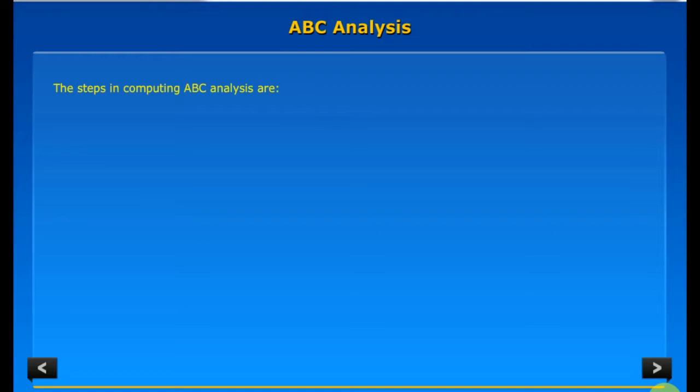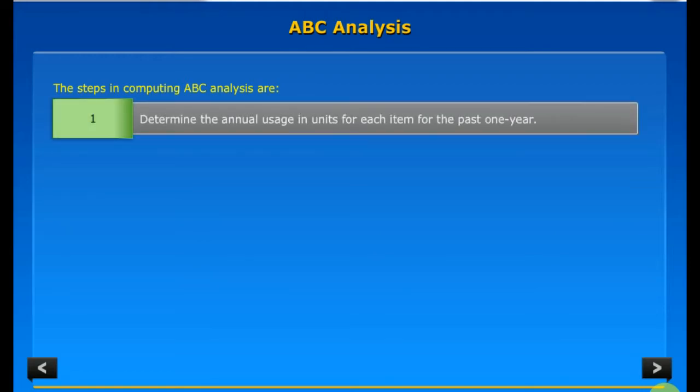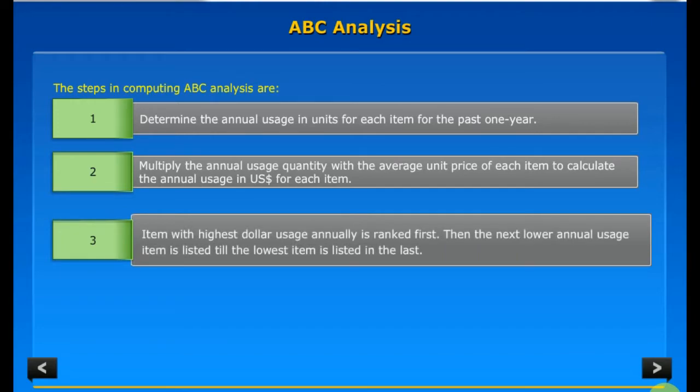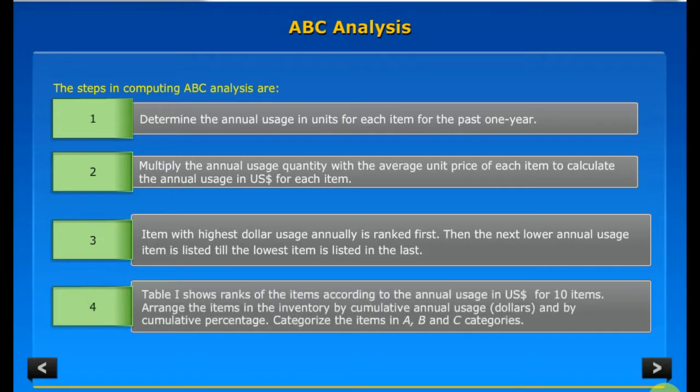The steps in computing ABC analysis are: determine the annual usage in units for each item for the past 1 year. Multiply the annual usage quantity with the average unit price of each item to calculate the annual usage in US dollars for each item. The item with highest dollar usage annually is ranked first. Then the next lower annual usage item is listed, till the lowest item is listed last.